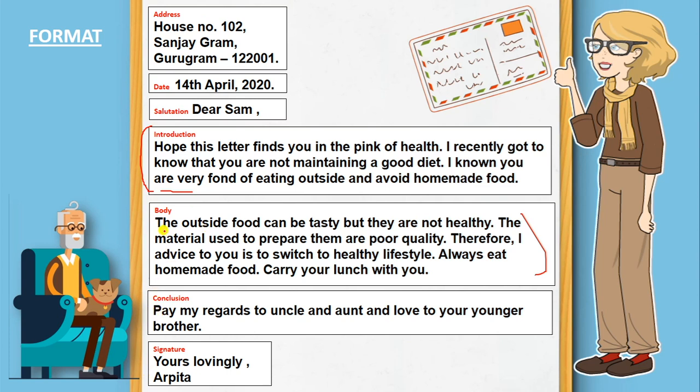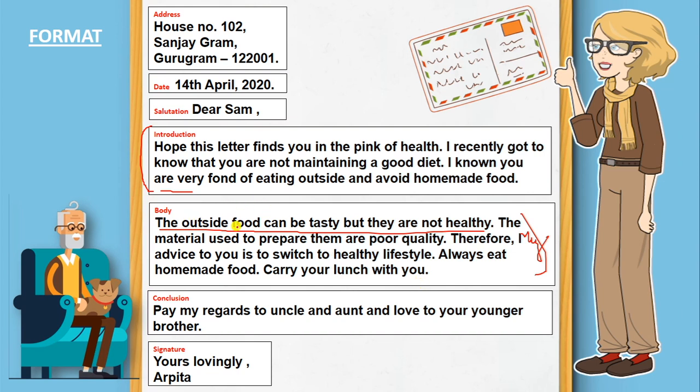So let's see what I have written in the body. The outside food can be tasty, but it is not healthy. The materials used to prepare them are of poor quality. Therefore, my advice to you is to switch to a healthy lifestyle. Always eat homemade food. Carry your lunch with you. So this is the advice.